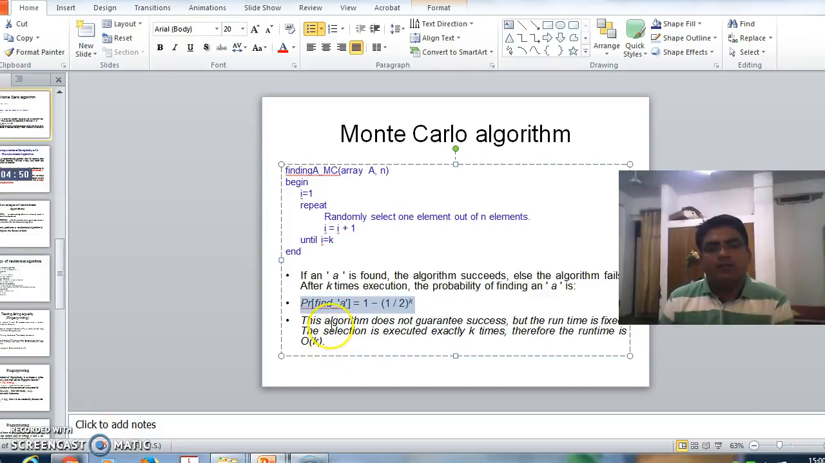So the main thing is that this algorithm doesn't guarantee success, but the runtime is fixed. The selection is executed exactly k times. Therefore, the runtime is order of k. So these are the two versions of randomized algorithm. I hope you all will get a clear-cut picture of the Monte Carlo algorithm and the Las Vegas algorithm in randomized algorithms.